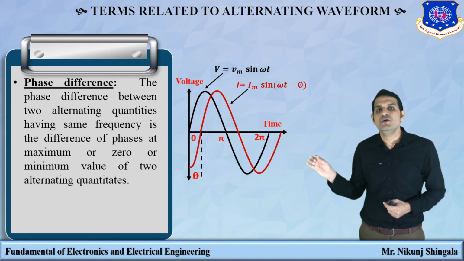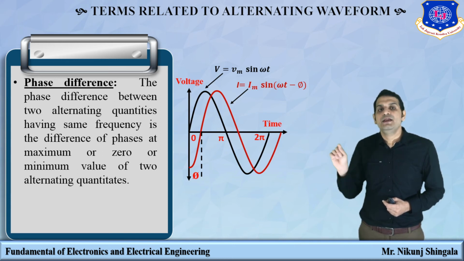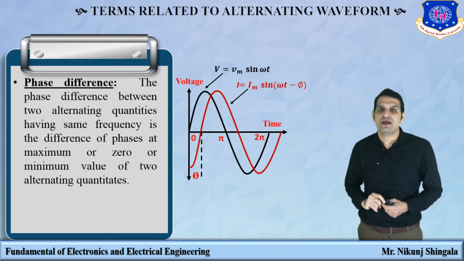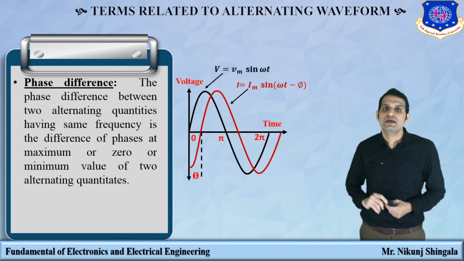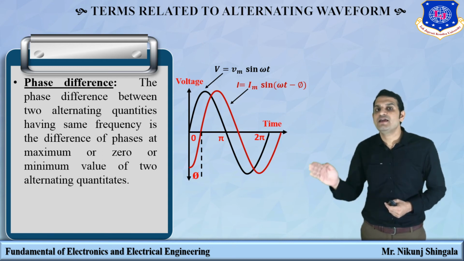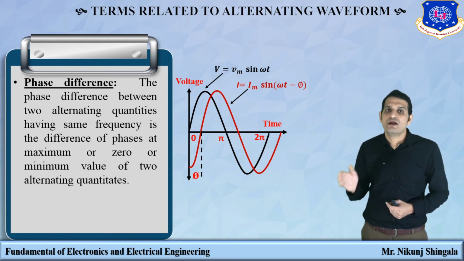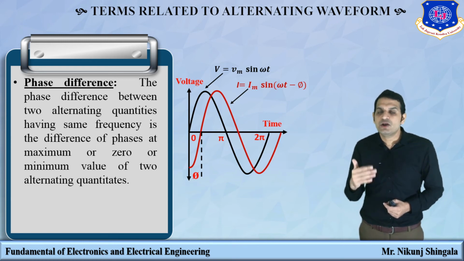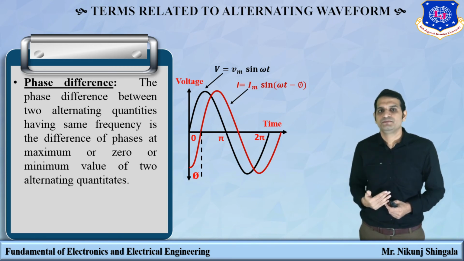So the minimum value of V equal to Vm sin omega t is at 0, and for current it is at some angle phi. So the phase difference between the two is phi. Now why is it a negative sign? Why is it minus phi? Because the current is lagging behind the voltage. Current attains its minimum value after the voltage. Similarly, we can also use the maximum value to calculate the phase difference.